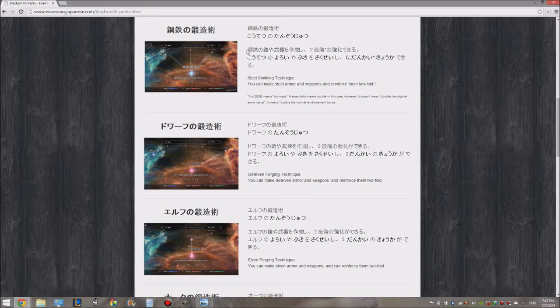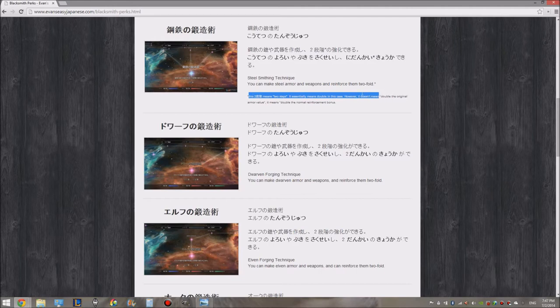Kotetsu no yoroi, steel armor, yabuki, and things like weapons, o sakusei shi. Nidankai no kyouka dekiru. Dekiru means able to. Kyouka means strengthen and reinforce, buttress. Nidankai literally means, if you notice, there's a little asterisk right there, two steps. It essentially means double in this case.